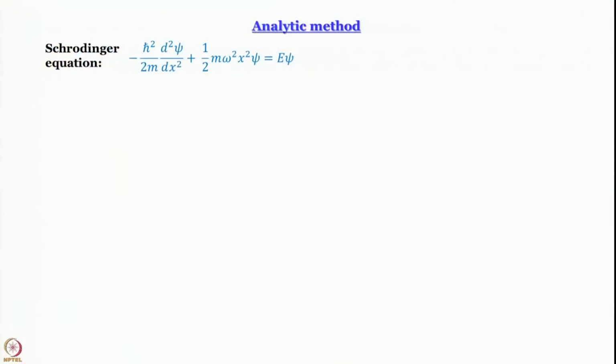Let us get ahead. Now, for using the analytic method, we go back to the Schrodinger equation, in which we have this kinetic energy term on the left hand side. Potential energy term is written as half m omega square x square. Remember what omega is? It is angular frequency of vibration. On the right hand side we have E psi. Okay. So, we are going to try and obtain direct solutions of this by using a power series method. What is power series method? We will see when the time comes.